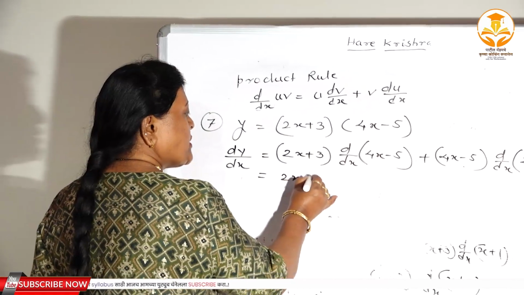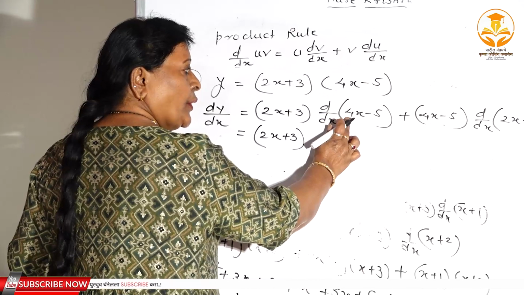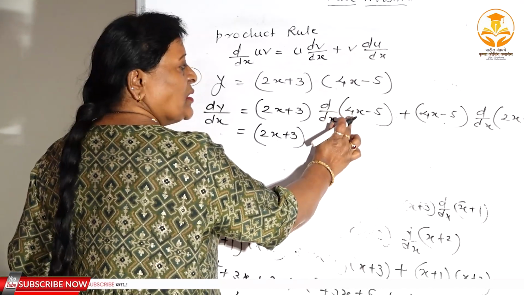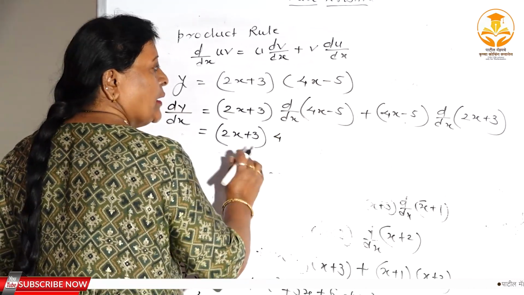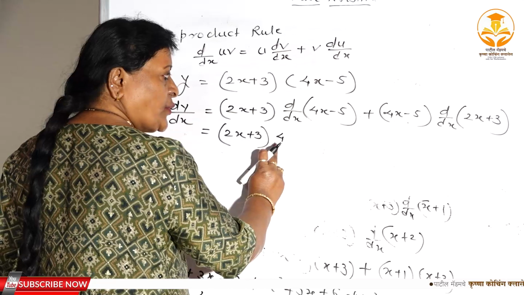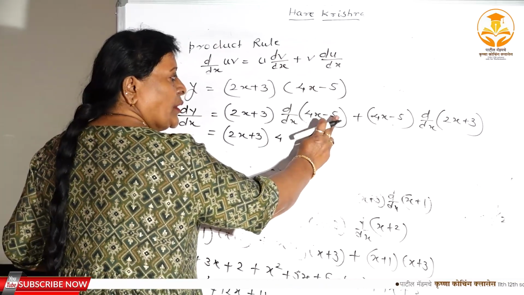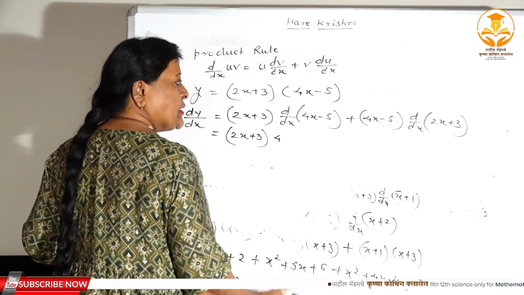Again, 2x plus 3, the derivative of 4x is equal to 4. The 4 remains as it is: when a constant is multiplied with the function, the constant remains as it is. The derivative of x is equal to 1. Therefore 4 into 1 is 4, and the derivative of 5, a simple constant here, is equal to 0.